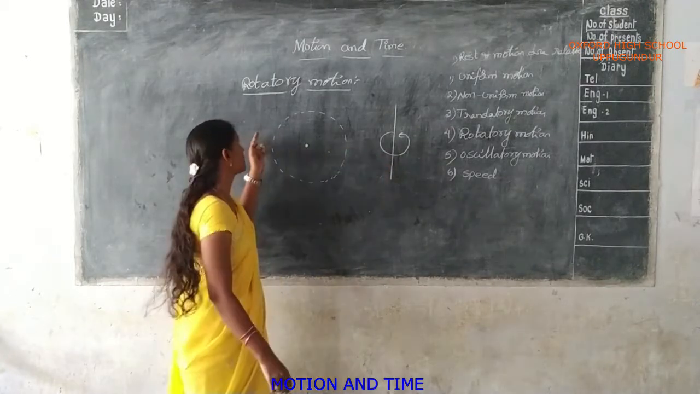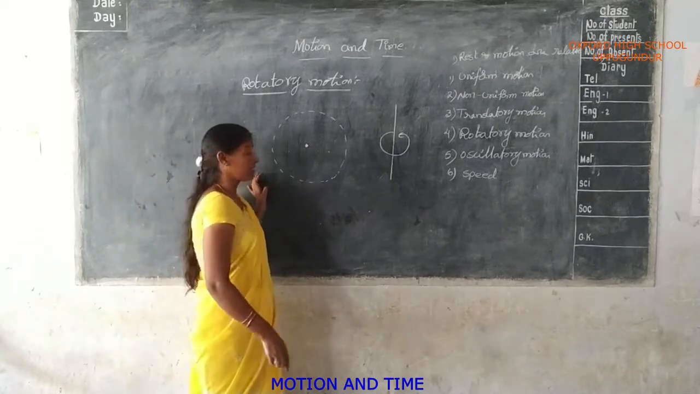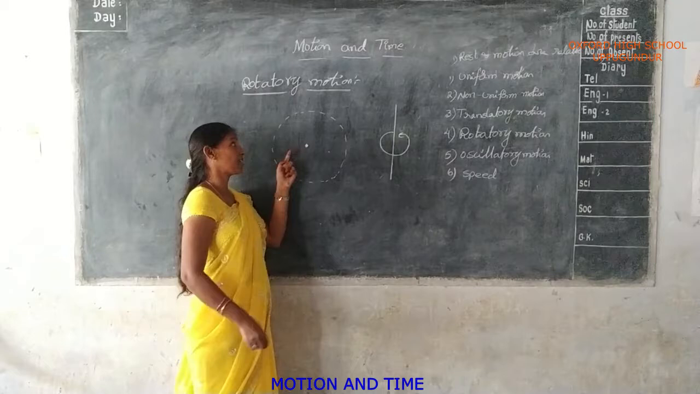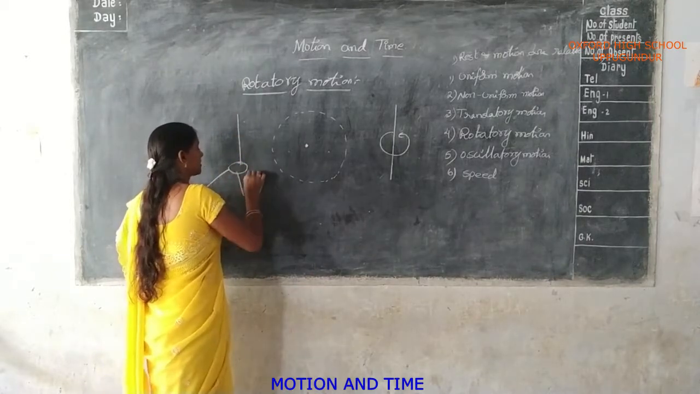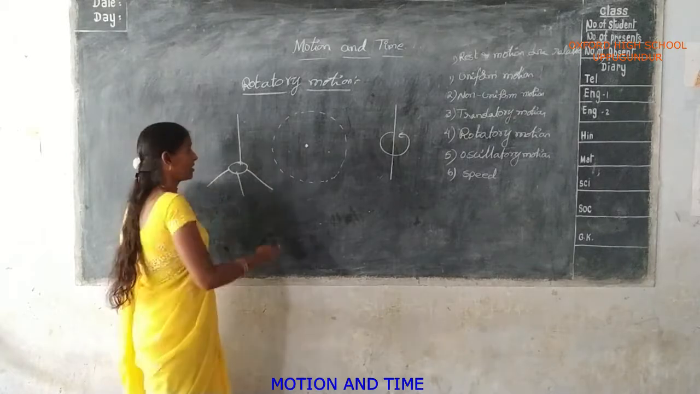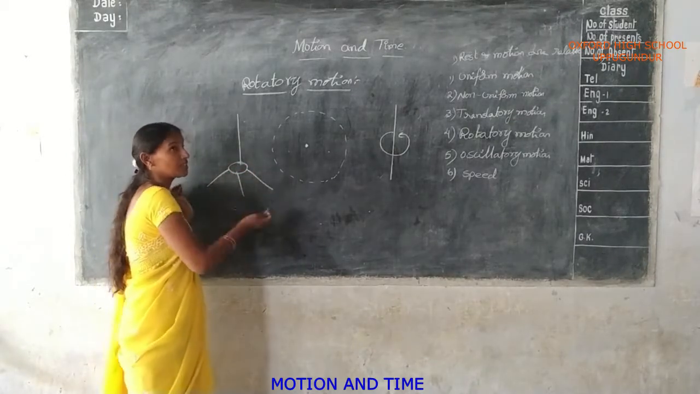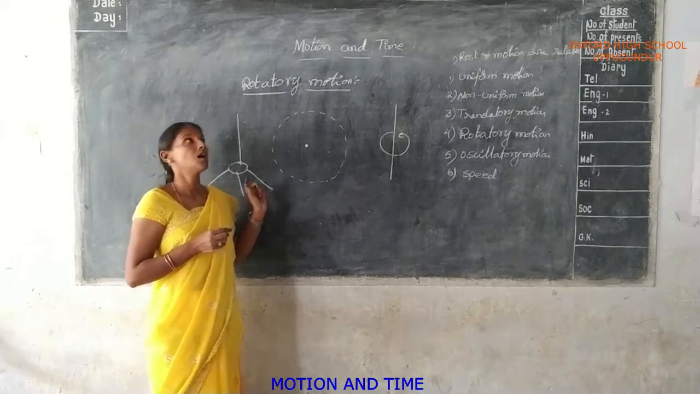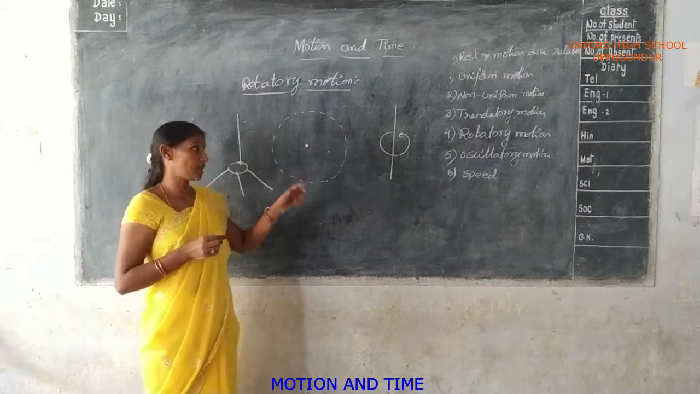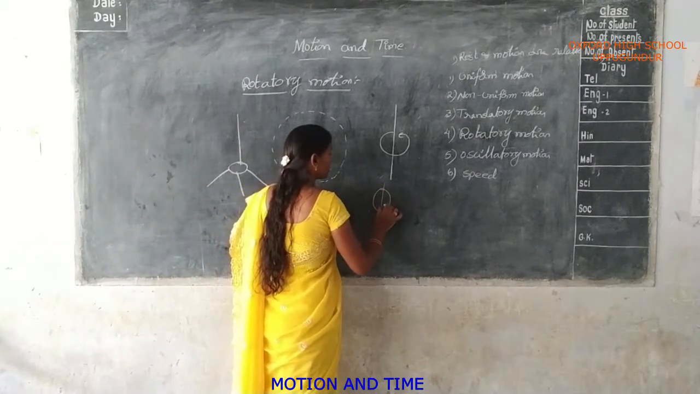Okay, for example, consider a ceiling fan. The ceiling fan depends on one center, and the blades are moving in a rotatory condition. So this is also an example of rotatory motion. And a globe. The globe is considered to be moving in a direction.